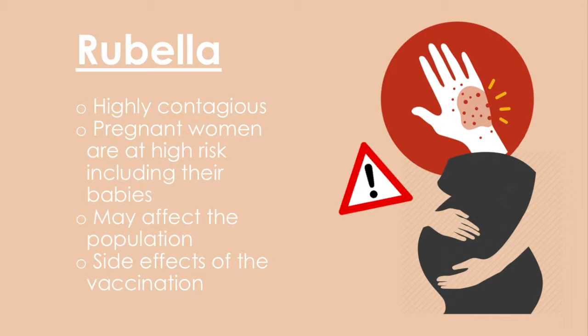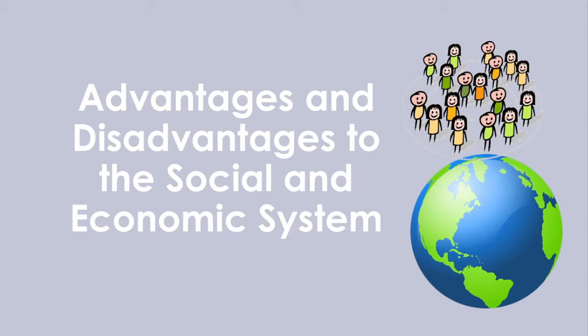Side effects of the vaccination can also be a part of the disadvantages of rubella, as sometimes it may cause irritation, itchiness, and mild fever on some occasions, specifically to children. This is the advantages and disadvantages to the social and economic system.